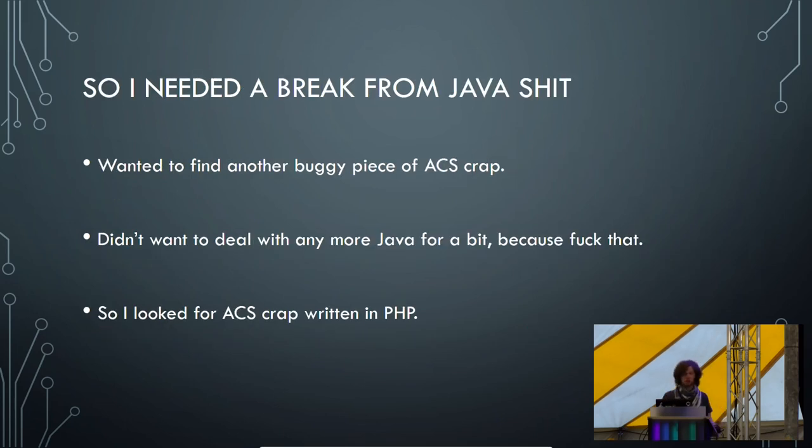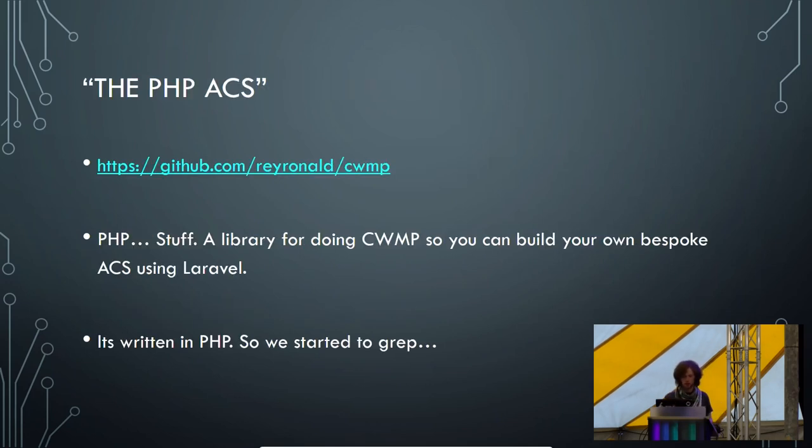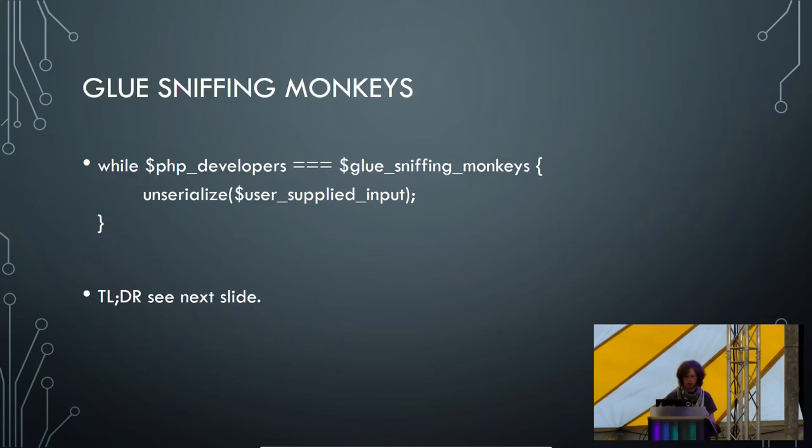So I needed a break from Java. You know, I was done with Java for a while, so I thought to myself, I'll chill out, I'll look at something else. So I eventually came across this ACS written in PHP, and it's like a library, so you can DIY an ACS in it, and it's a good effort, you know? You can build your own ACS server using it, and it uses Laravel and PHP and all that lovely web shit. So I started to just have a quick grep through it to see if there was anything glaringly obvious.